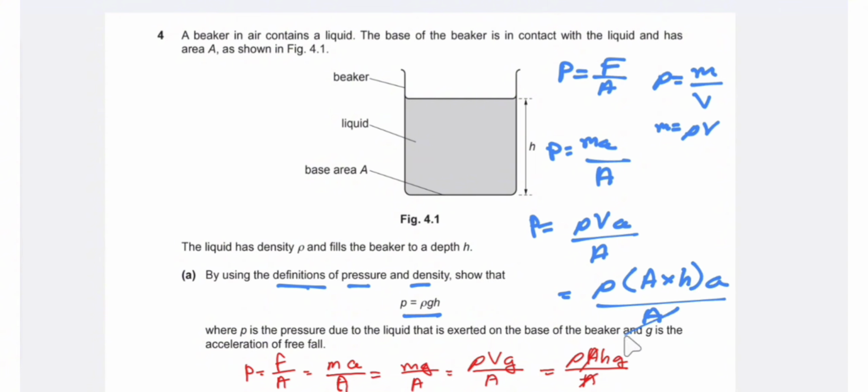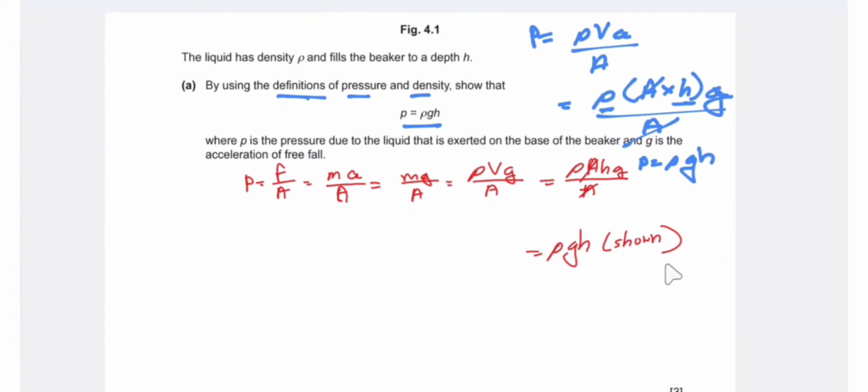That is the area. So area and area cancel, and here we get the equation that pressure is equal to ρgh, where g is the acceleration of free fall. So pressure is equal to ρgh. That is shown.